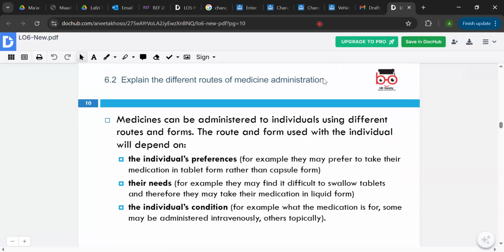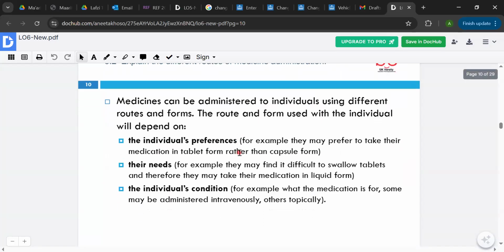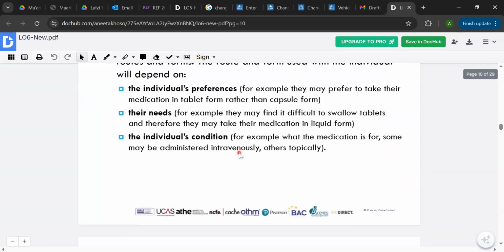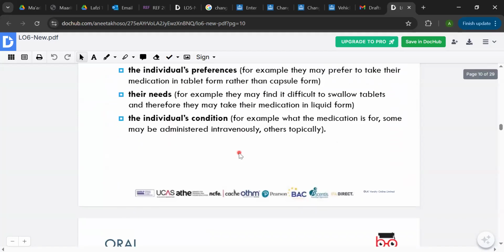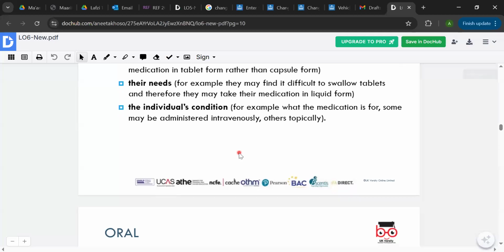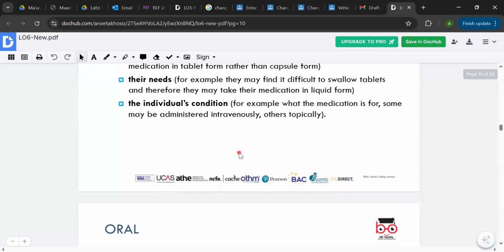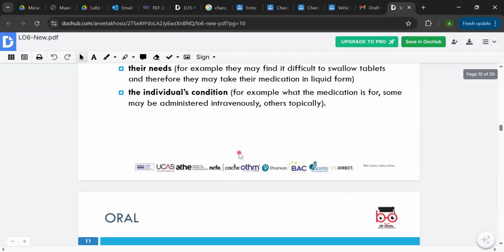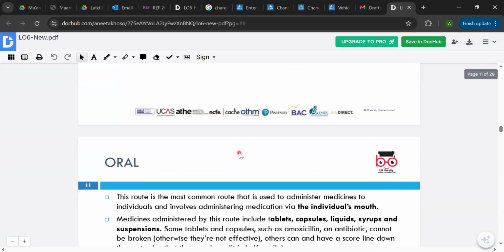So the different routes of medication administration: when you're administering them, what are the routes and forms used for individuals? It depends on the individual's preferences. For instance, they may prefer to take their medication in tablet form rather than capsule form. Their needs, for instance, they may find it difficult to swallow tablets and therefore they may take it in liquid form. And the individual's conditions, like whether they are awake, or some may need to be given medication intravenously, or topically.